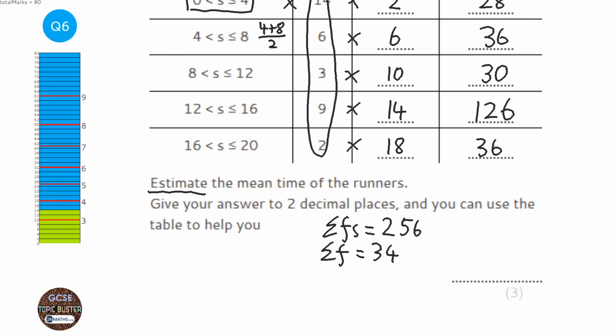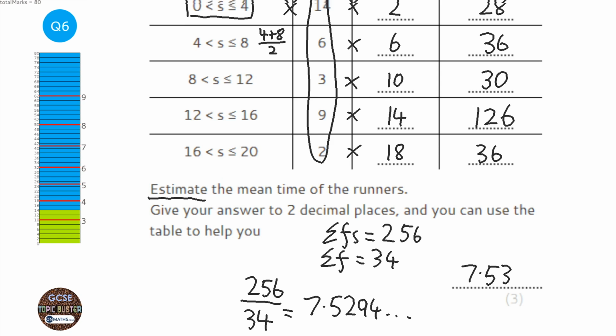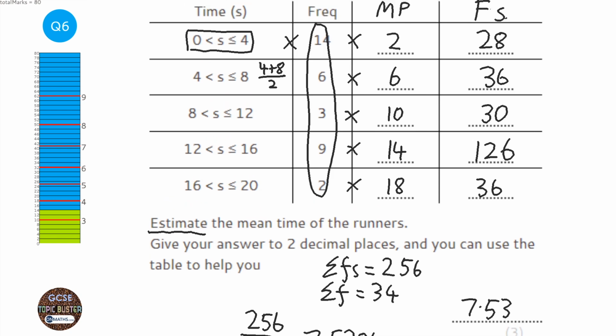And then what we're going to do is get the 256, which is all our values added together, and divide it by 34. So 256 divided by 34. And I get the answer of 7.5294 and so on. And to two decimal places, that's going to be 7.53.